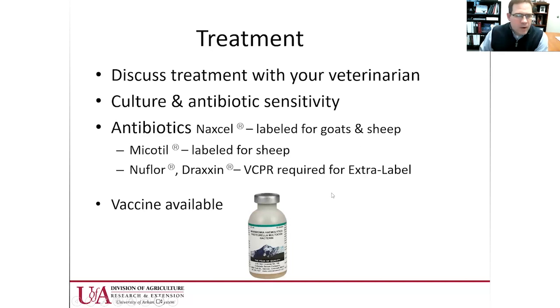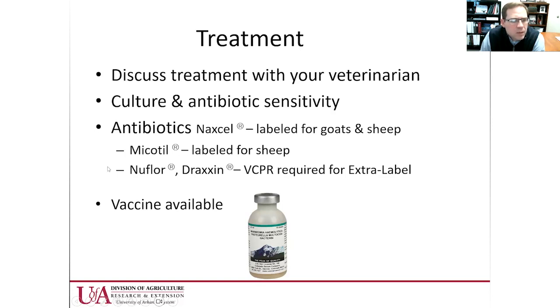So for treatment here, I always recommend to try and visit with your veterinarian about what they feel would work best. If you've lost some lambs or some kids to the issue, you can always take swabs to do a culture and an antibiotic sensitivity test to see what might be most effective to the bugs that's causing the issue in your flock. In terms of what's labeled and approved for sheep and goats, Naxel is approved for both goats and sheep. Micotil is approved for sheep. Other ones that I've used before would be Draxxin, and it seems to work well for respiratory disease.